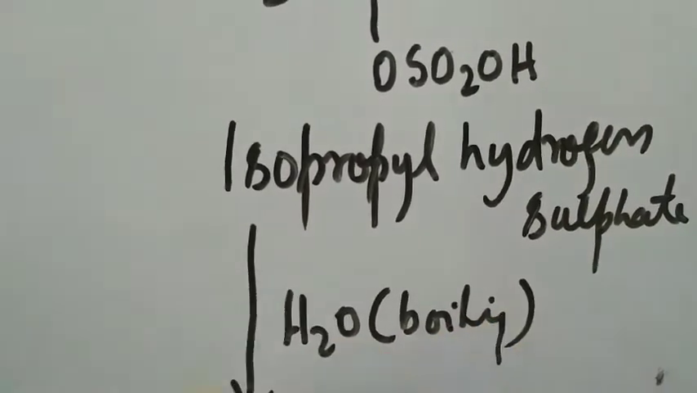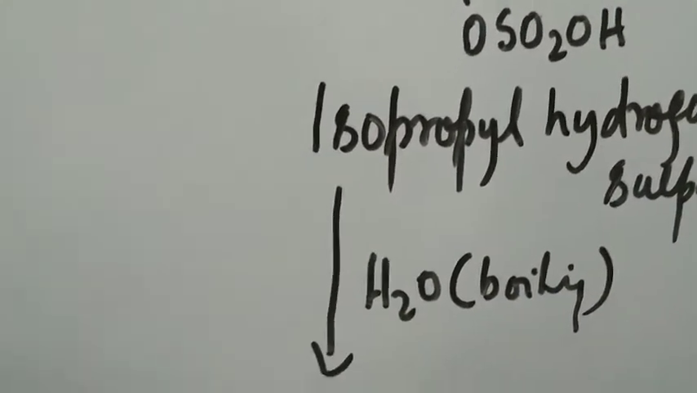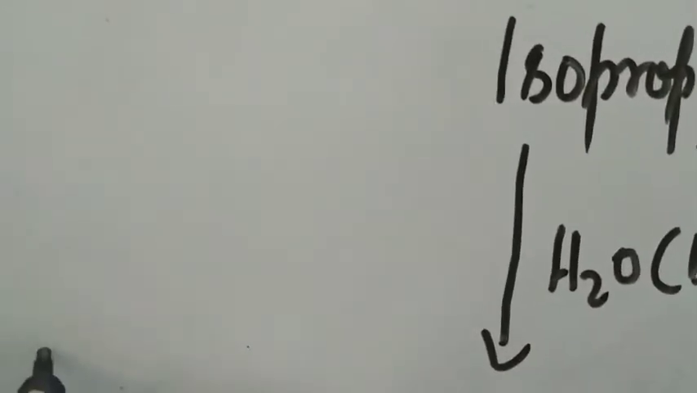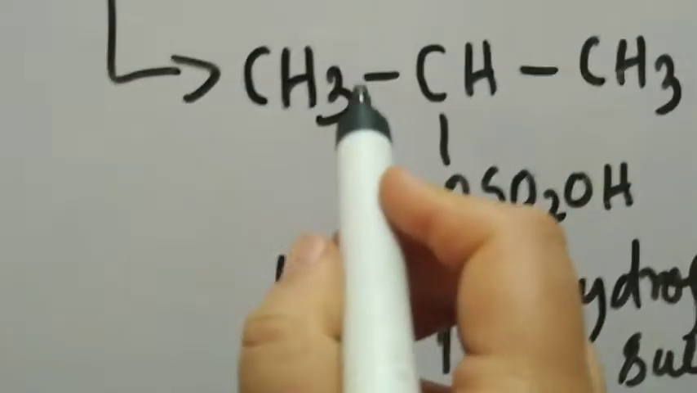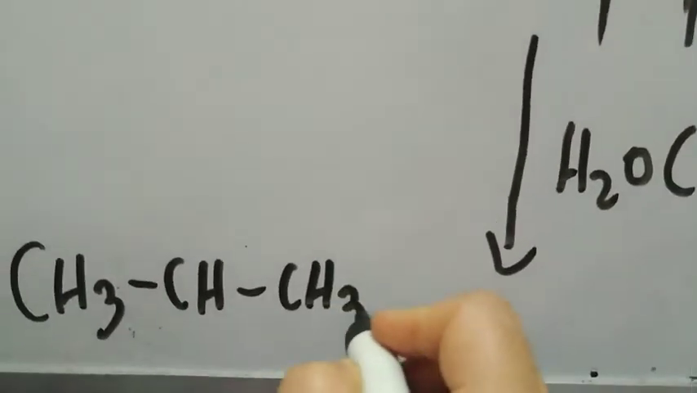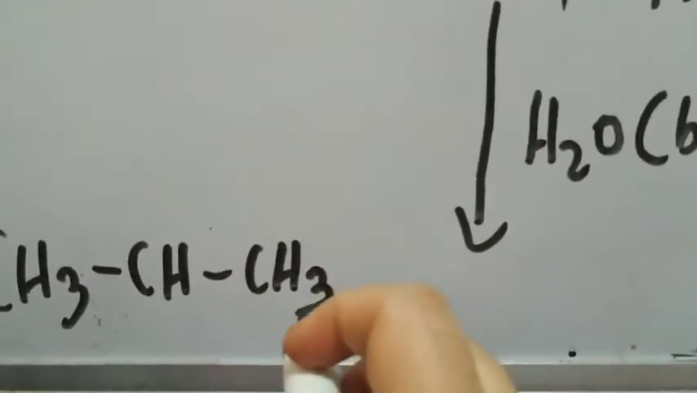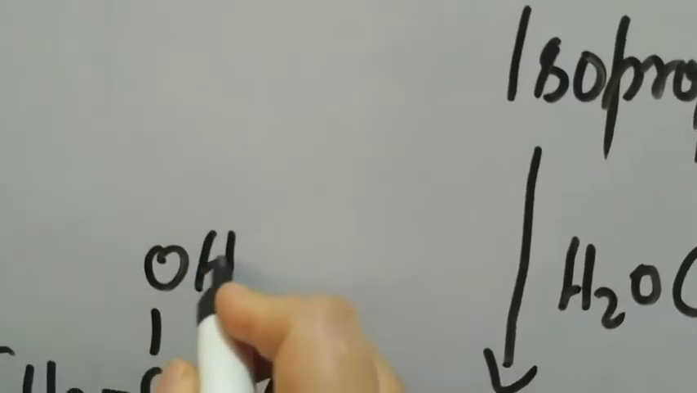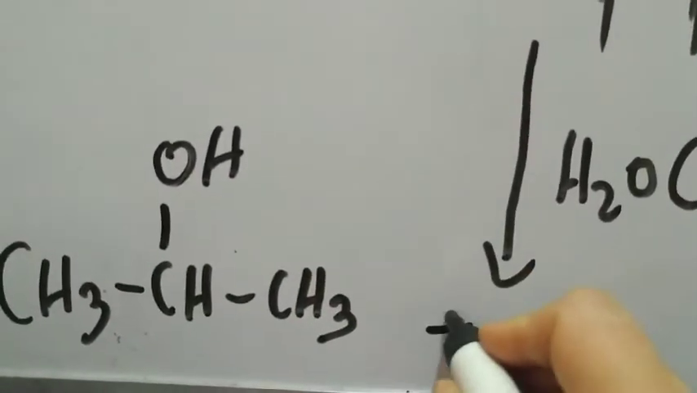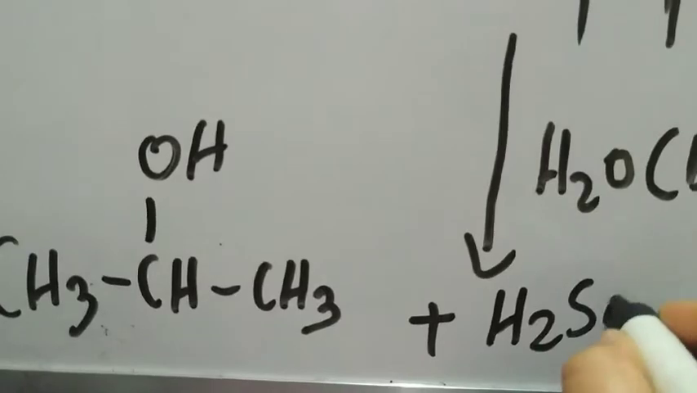Now the next thing we do is we add water to it, but again not simple water. We are adding boiling water to it, and hydrolysis will take place. We'll get an alcohol. What is that alcohol? CH3CH, ये CH3 भी अपनी जगह है. CH3CH, CH3. In place of this we have now OH, and H2SO4 is regenerated.